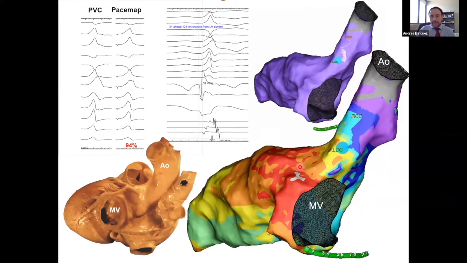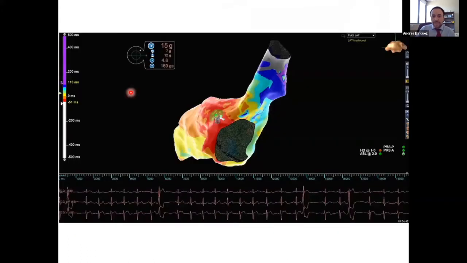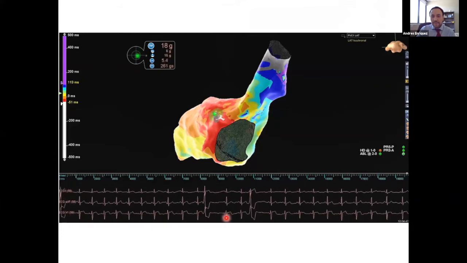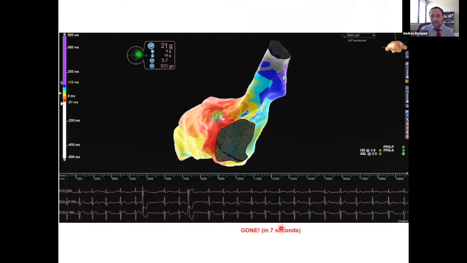So this is the activation map of this second patient. Here you can see that this is the mitral annulus, and this is the aortic root. Earliest activation was mapped to the superior aspect of the mitral annulus. You can see in the electrograms that activation here precedes the QRS by 30 milliseconds. And if we pace here, the pace morphology is very similar to the PVC. So we started ablating at this spot, and here you see PVCs, and after 7 seconds, the PVCs are gone, right?